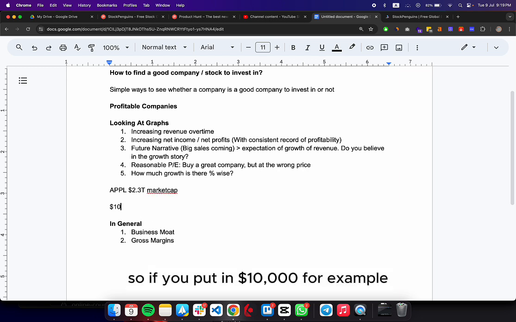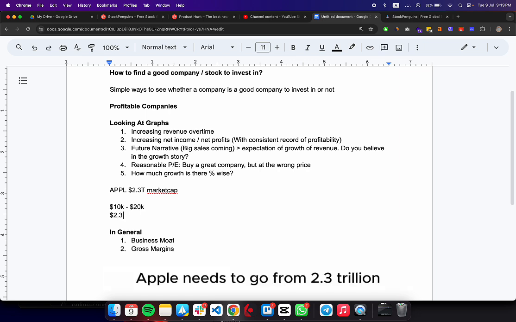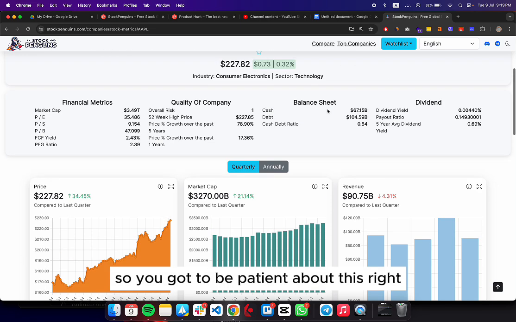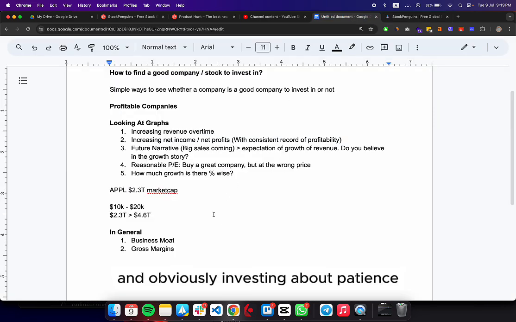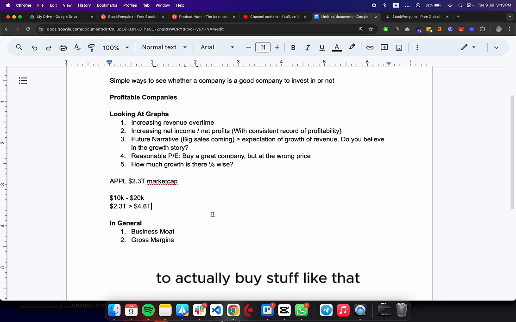If you put in $10,000, for example, in order for your $10,000 to go to $20,000, Apple needs to go from 2.3 trillion to 4.6 trillion, which is, if you think about it, a lot of money. It's a damn lot of money. I'm not saying it won't happen. I'm just saying it'll take a bit of time, so you've got to be patient about this. Investing is about patience, and it depends on your risk appetite, how much you're willing to buy and stuff like that. But at the same time, just be aware, right?